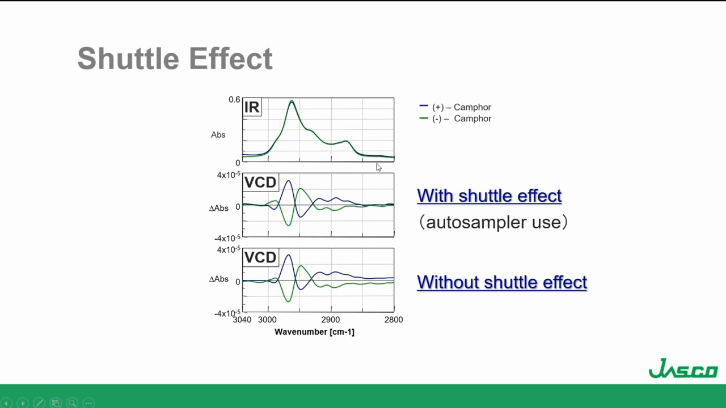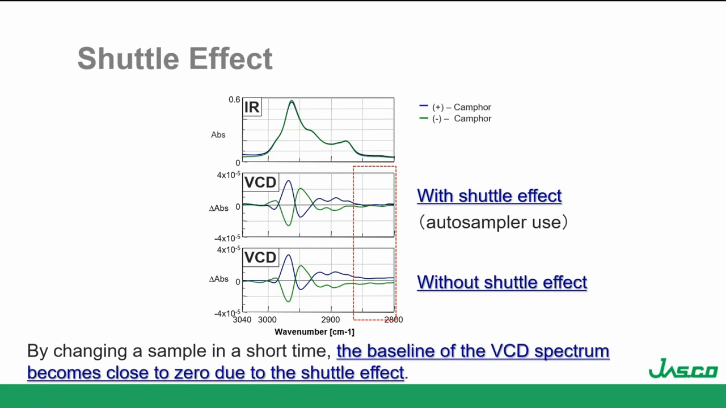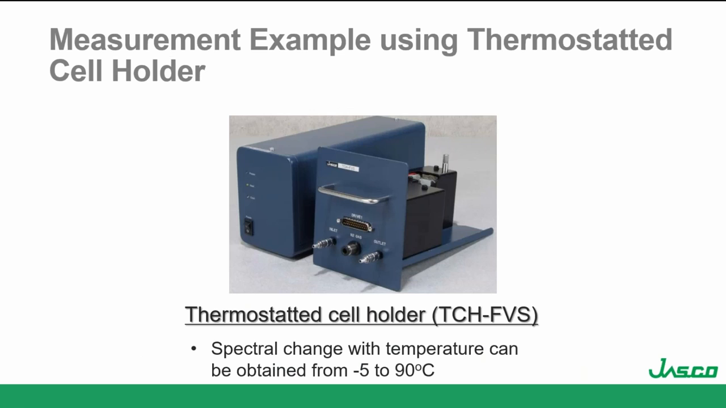So this is an example of camphor. You see the IR spectrum, and below that is the BCD spectrum of camphor using the autosampler. You can see with the autosampler there is no drifting in the baseline. Without the shuttle, there is some small drifting. Another measurement uses one of our accessories, the thermostated cell holder. This accessory, besides holding the cell, lets us control the temperature, and the range goes from -5 to 90 degrees Celsius.